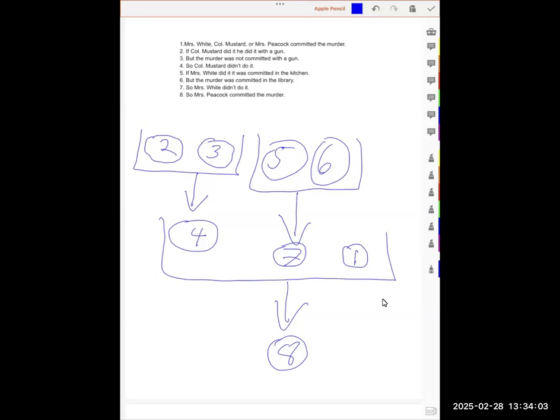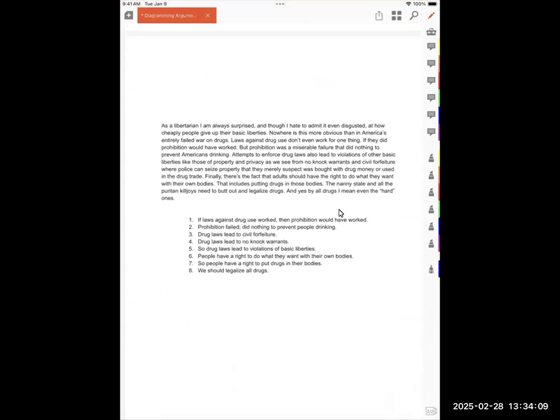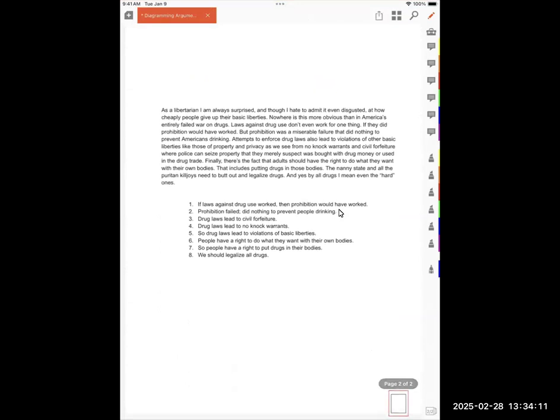Now let's look at our drugs argument, right? I've cleaned this up a little bit from class. I made things a little clearer, but look, if laws against drug use worked, then prohibition would have worked. First premise. Prohibition failed, did nothing to prevent people drinking. So these together are supposed to show that drug laws don't work, right? Drug laws lead to civil forfeiture. Drug laws lead to no-knock warrants. Well, those together are supposed to prove that drug laws lead to violations of basic liberties.